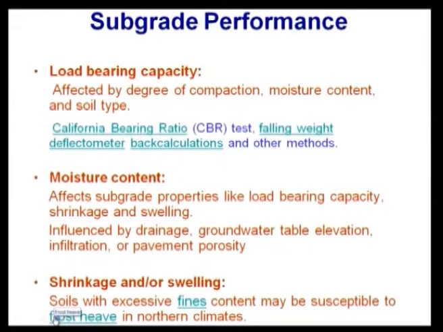Subgrade performance: load bearing capacity is affected by degree of compaction, moisture content and soil type. California bearing ratio test and falling weight deflectometer, back calculation and other methods have been used. Moisture content affects the subgrade properties like load bearing capacity, shrinkage and swelling, influenced by drainage, groundwater table elevation, infiltration or pavement porosity.